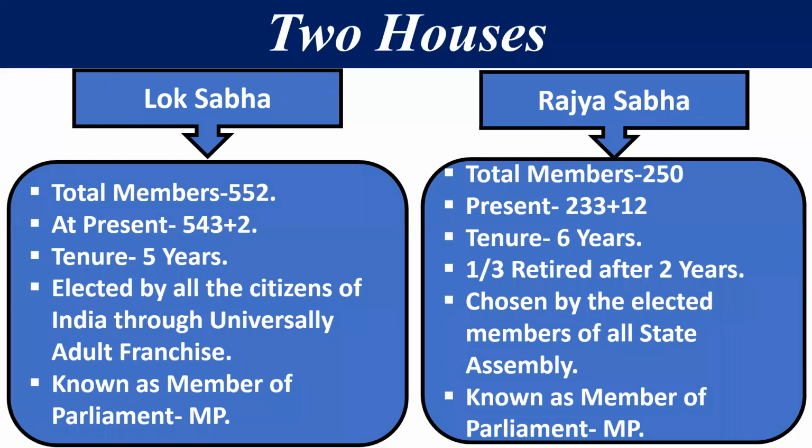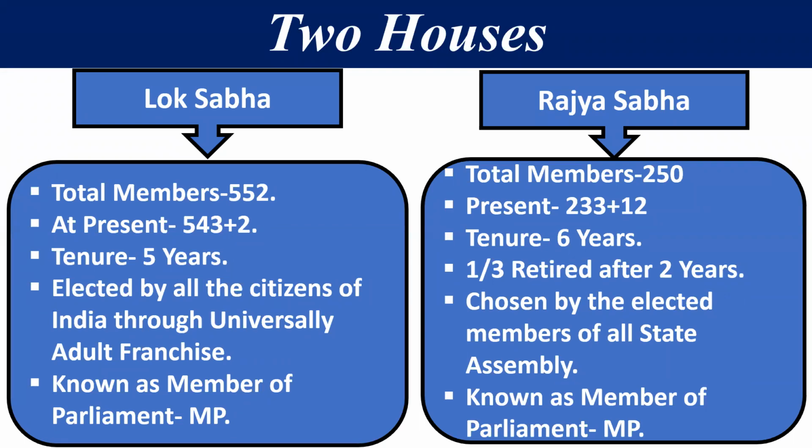Now the tenure of the Lok Sabha is 5 years, but the tenure of the Rajya Sabha is 6 years. Lok Sabha will be dissolved after 5 years, but Rajya Sabha is never dissolved. That's why after every 2 years, 1/3 of its members retire, and they are elected by all the state assemblies. Means the 1/3 who retire, that many numbers are elected again by all the state assemblies.